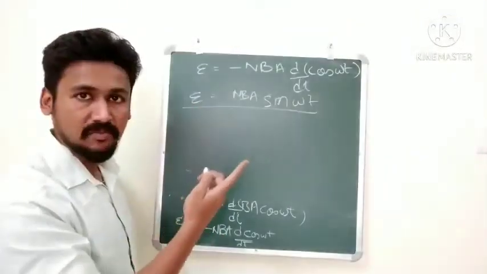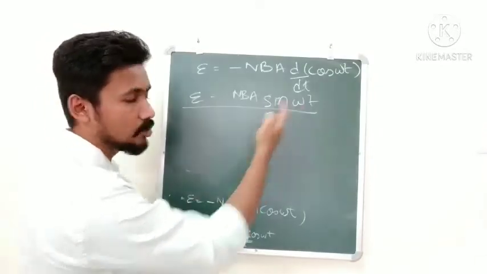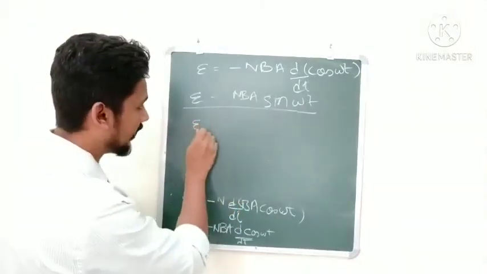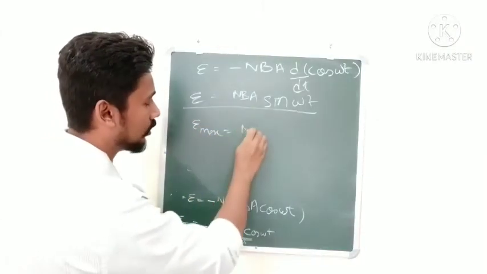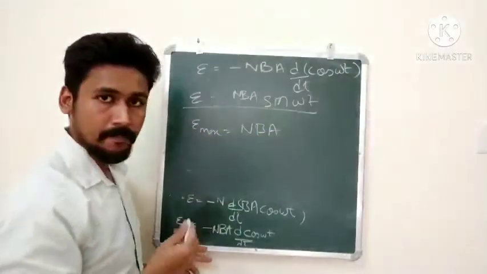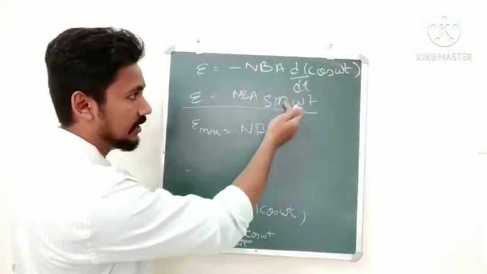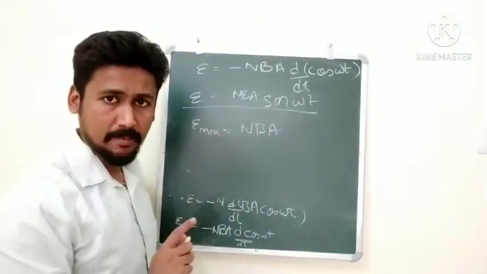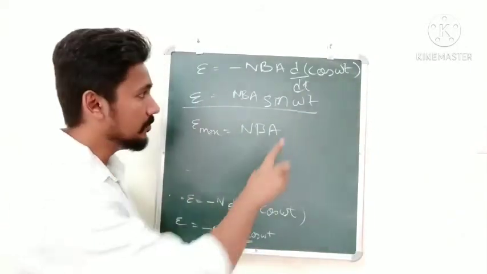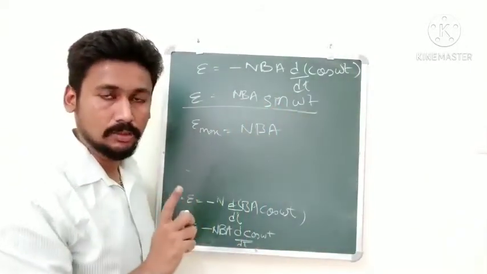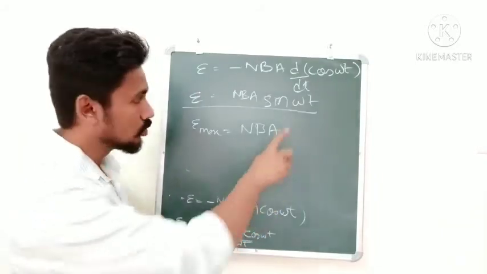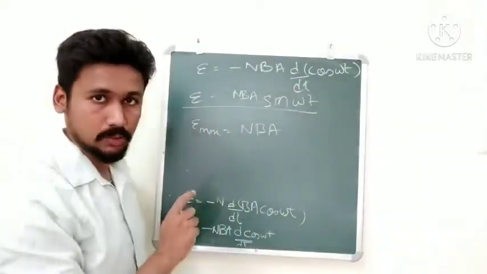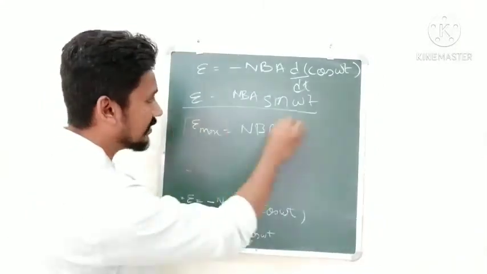What will be the maximum value of the EMF? That will be when sin omega t is 1. So the maximum value of that EMF, E max, will be equal to NBA. The minimum value we will get when sin omega t is minus 1, so the minimum value will be minus NBA. It will be 0 when omega t is 0, so we get sin of 0 as 0. So this gives the EMF.